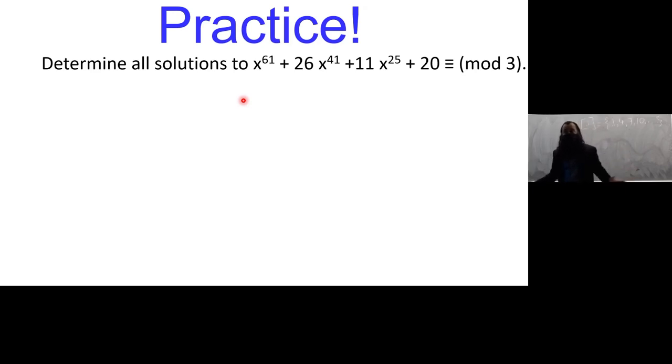But remember, there's a corollary to Fermat's little theorem that works for all bases a, no matter what the base. a to the p is congruent to a mod p for any prime p. So why don't we use the corollary to Fermat's little theorem? What's the first corollary going to state?